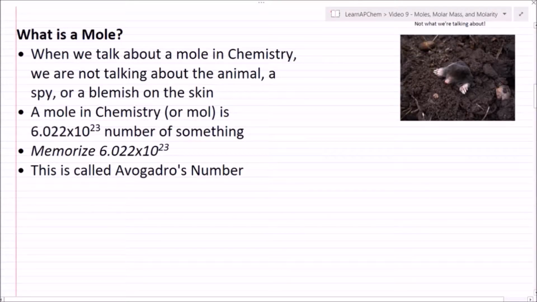Alright, so let's talk about what is a mole. When we talk about a mole in AP Chemistry, we're not talking about the animal, a spy, or a blemish on the skin. A mole in chemistry is basically just a number, 6.022 times 10 to the 23rd of something. So if I had 6.022 times 10 to the 23rd carbon atoms, I would have a mole of carbon. You should definitely memorize this number, 6.022 times 10 to the 23rd, and this is called Avogadro's number.